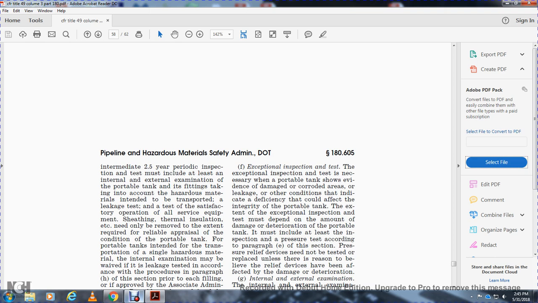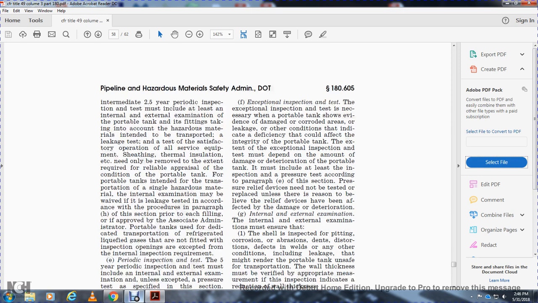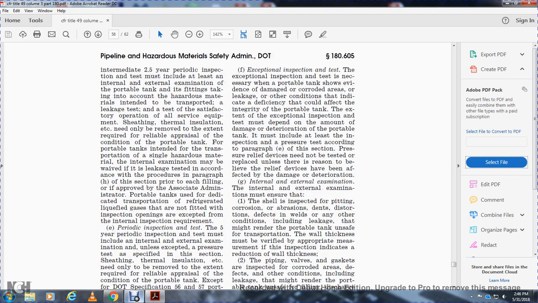For portable tanks intended for the transportation of a single hazardous material, the internal examination may be waived with the leakage test according to the procedure in paragraph B of this section prior to each filling, and proof of the associated administrative requirements. Portable tanks used for the dedicated transportation of refrigerated liquefied gas that are not fitted with an inspection opening are excepted from the internal inspection requirements.